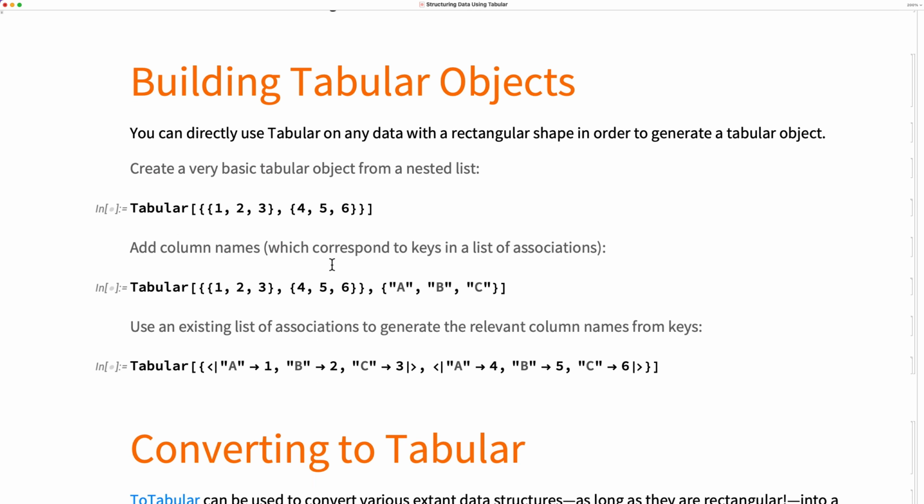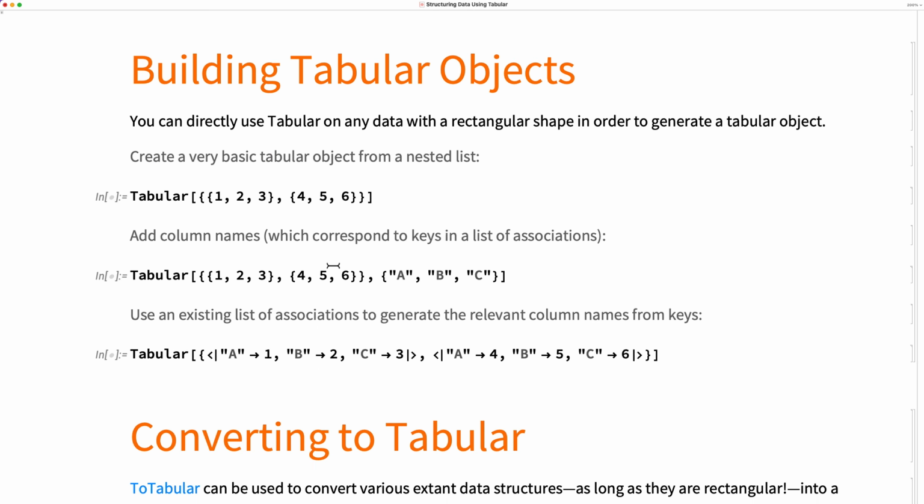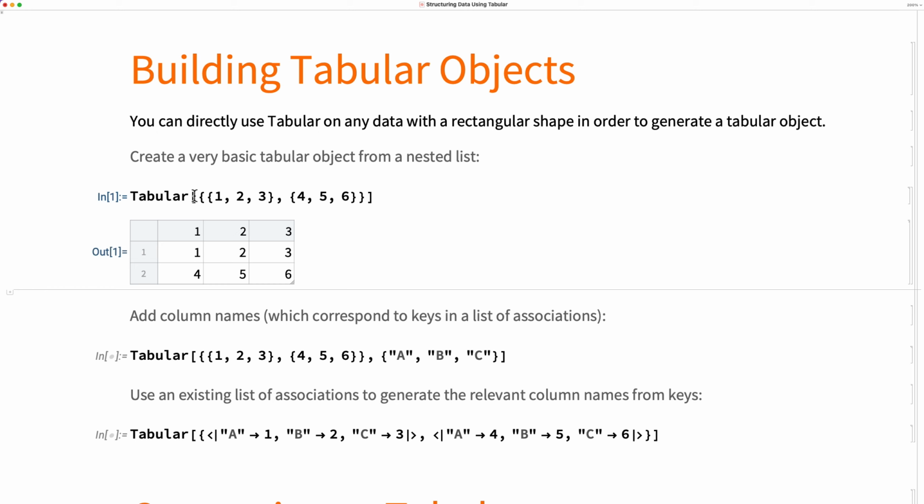So how do you actually build these Tabular objects? Well, you can just use the Wolfram language function Tabular. If you have data with a rectangular shape, you just use Tabular on it, and it will generate a Tabular object. So let's see that in action. Here I have a nested list, and we can see 1, 2, 3, 4, 5, 6, and there are no column names, and it's not an association here. So the rows are always numbered, and here the columns are just given numbers instead of nice labels.